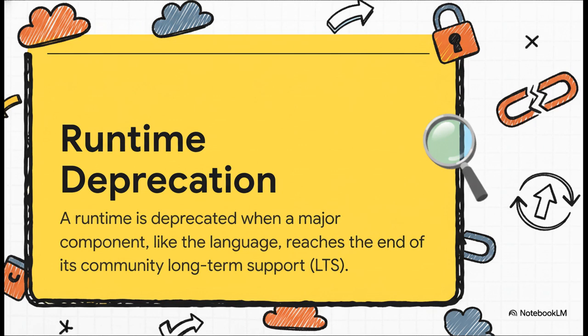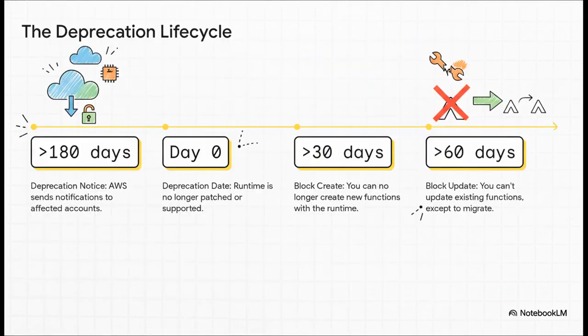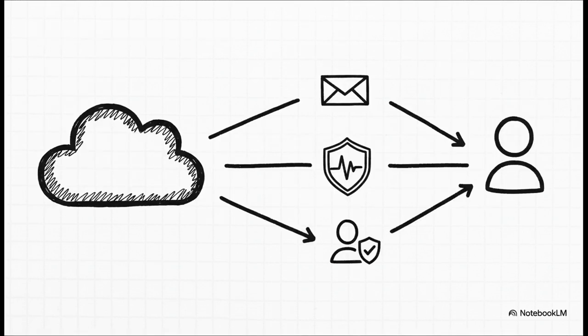At that point, your functions on that old runtime won't get patches and aren't eligible for tech support. And this timeline is your best friend when it comes to planning. You get a massive 180-day heads up before anything even happens. After the deprecation date, there's a phased rollout where they block you from creating new functions and then later from updating old ones. It gives you a huge, comfortable window to test your code and migrate to a newer runtime without any late-night emergencies.